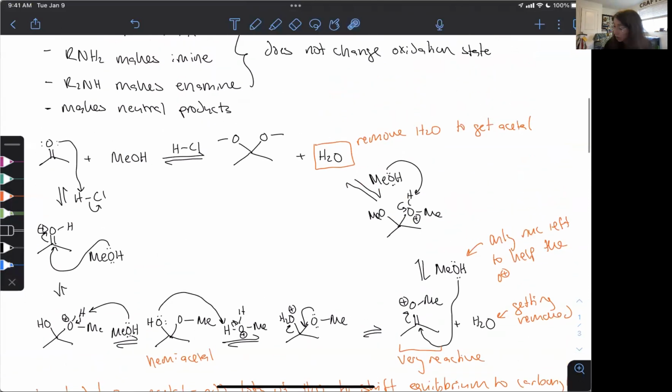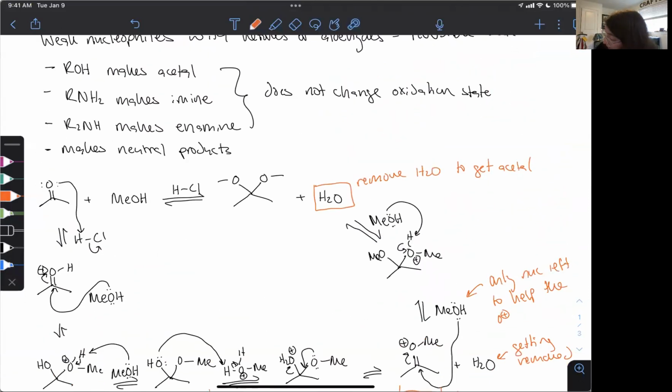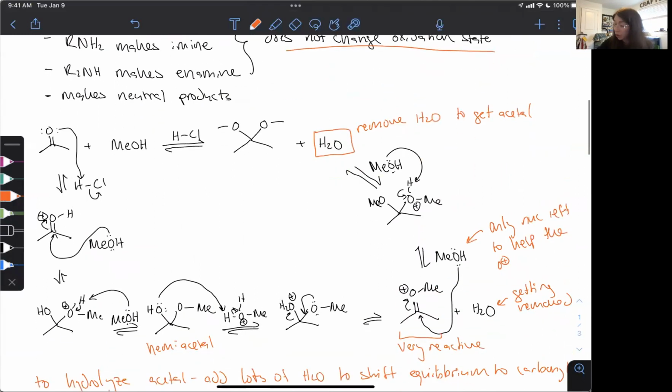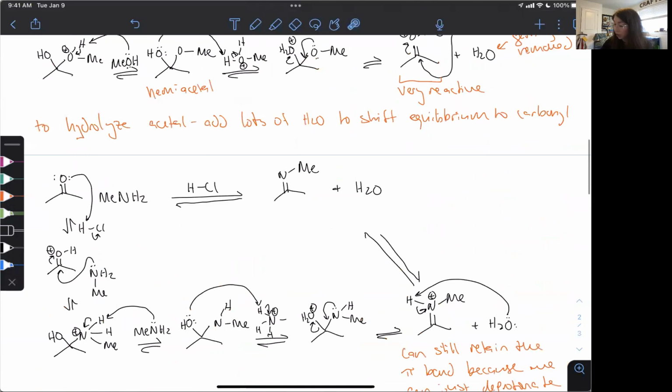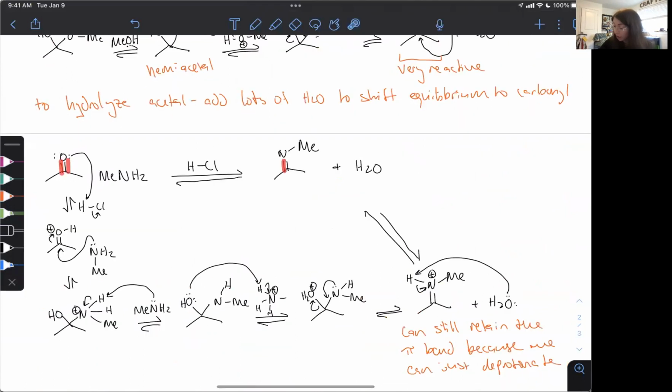The other thing I want us to think about here is that we are not changing our oxidation state at all. So if I've got 2 bonds to oxygen here, I should end up with 2 bonds to oxygen there. Same thing over here, 2 bonds to oxygen is going to turn into 2 bonds to nitrogen. So we're not changing the oxidation state. Just keep that in mind when we are working with the weak nucleophiles. That's going to be the case for all of them.